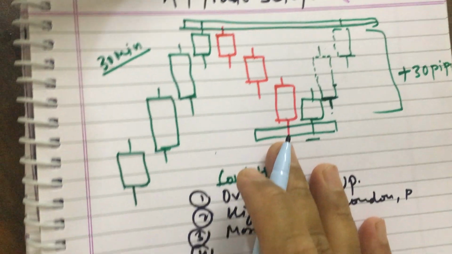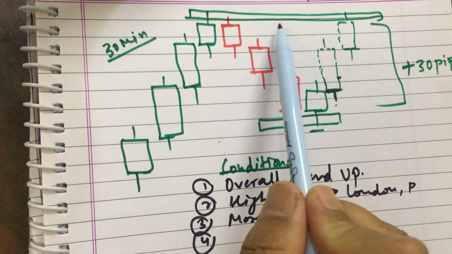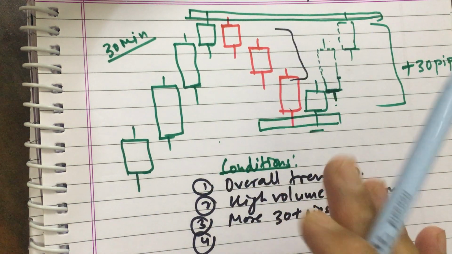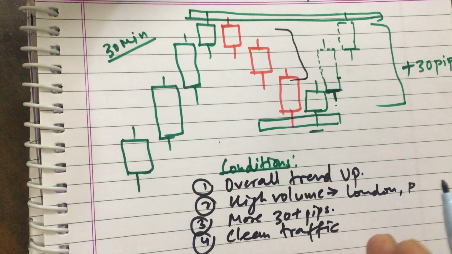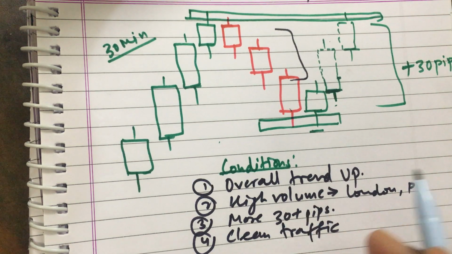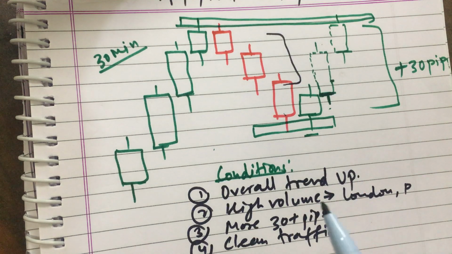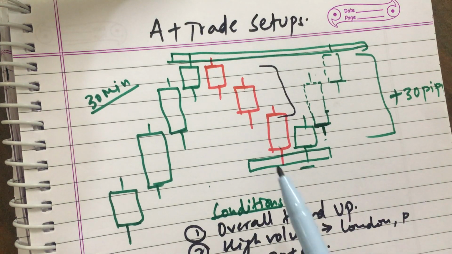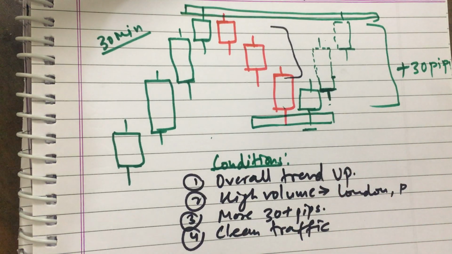Another thing is clean traffic to the left, meaning there should be a clean range to the left, so that you can execute your trade on the upper side. If these requirements are fulfilled, then you can take your buys in the uptrend. So it's the A plus trading setup. I almost always look for this type of setup and increase my lot size. It really worked for me and made me more money.